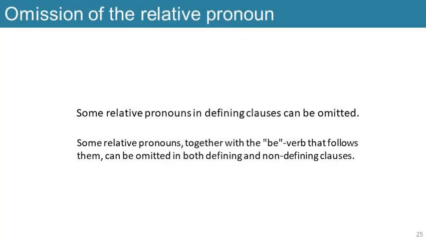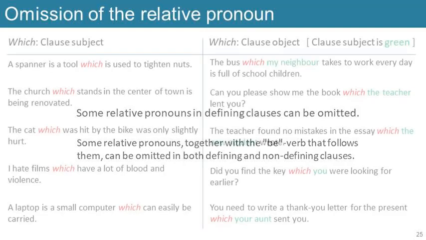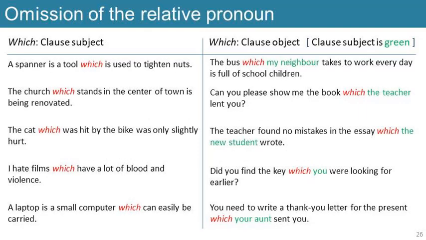The final topic to be covered here is the omission of the relative pronoun. In summary, some relative pronouns in defining clauses can be omitted. Some relative pronouns, together with the be verb that follows them, can be omitted in both defining and non-defining clauses. In order to know when the relative pronoun can be, and very often is, omitted, it is important to understand the pronoun's function in the relative clause.